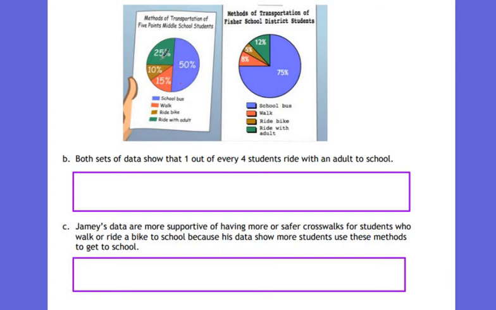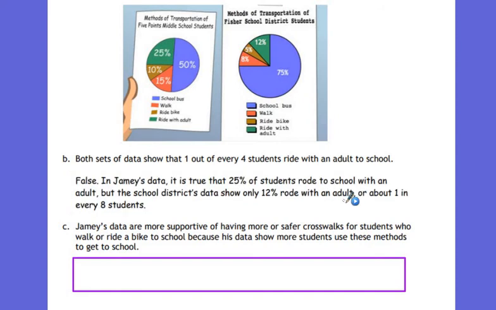I agree his school is getting 25%. However, the district only has 12% riding with an adult. So does both show that? No, we're going to say false. His school shows 25%, but his district only shows 12%.